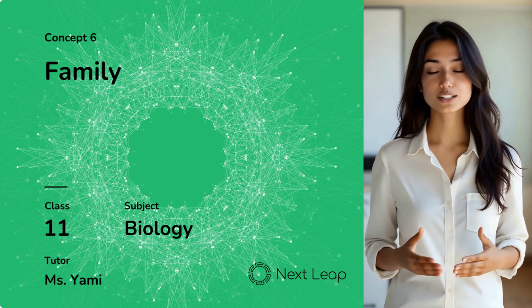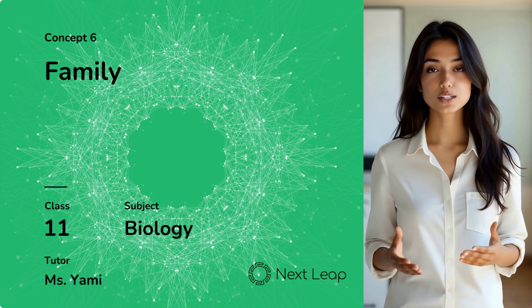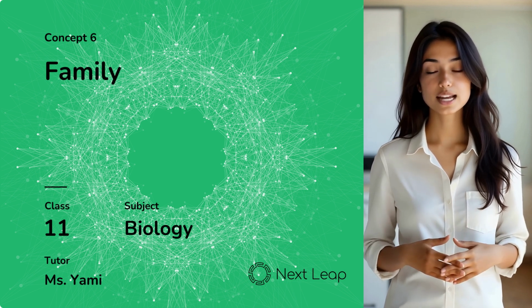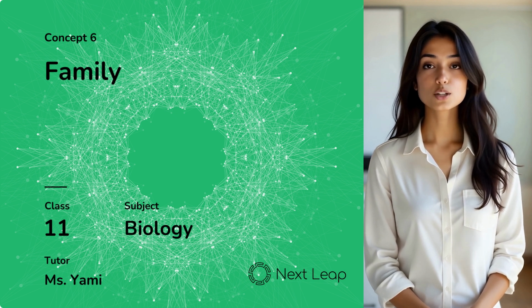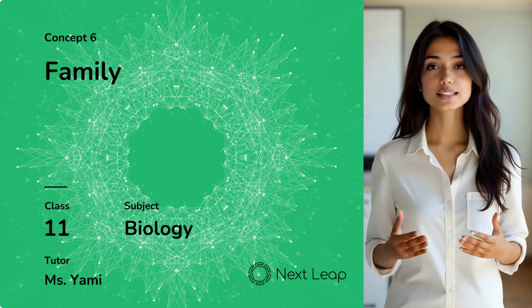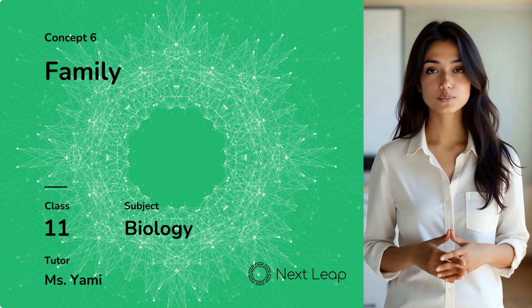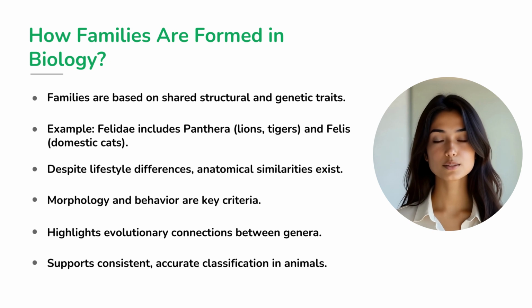Think of your extended family. You and your cousins might have different last names, but you still share common ancestors and family characteristics. Similarly, in taxonomy, the family level helps us identify larger patterns in the diversity of life. In animals, families are created by grouping genera that have key shared characteristics.